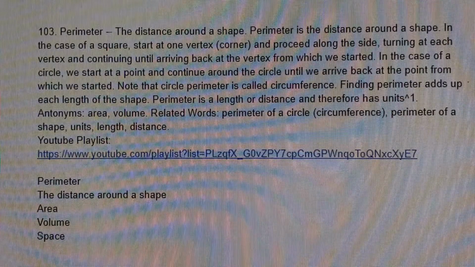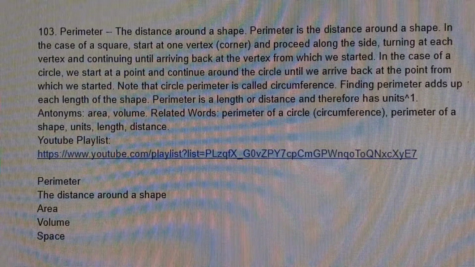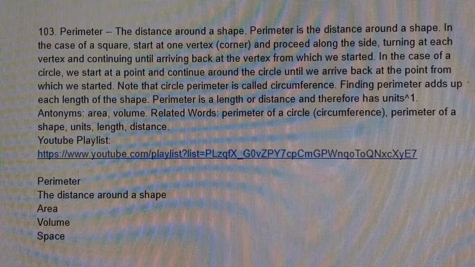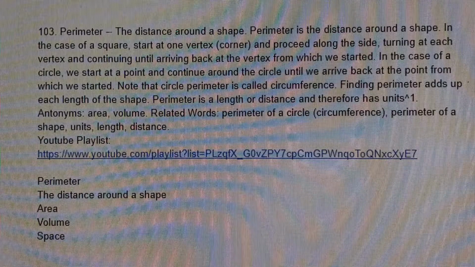In the case of a circle, we start at a point and continue around the circle until we arrive back at the point from which we started. Note that circle perimeter is called circumference.